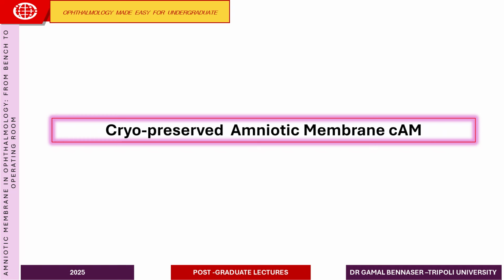Now we will speak about the most important type of amniotic membrane, which is known as the cryopreserved amniotic membrane, abbreviated as CAM. This is one of the most common and most famous types of amniotic membrane used in ophthalmology, both for external use as well as intraocular use. In the next discussion, we'll speak in a little more detail about this type of amniotic membrane.